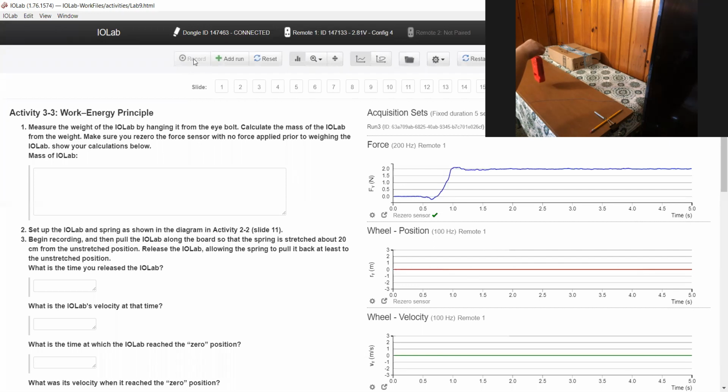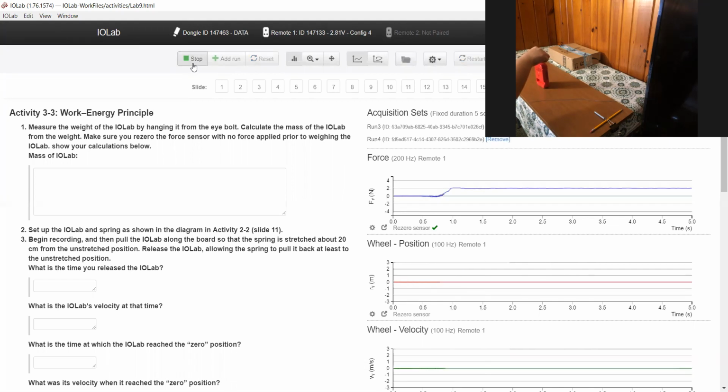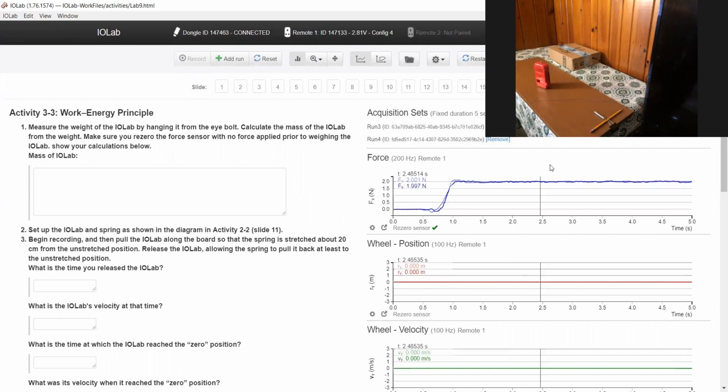Okay, I think we made a mistake. Oh, okay, we did not. That's fine. So you can get your mass from here. Record it. It should be zero in the beginning. Then we lift it. This will give us an idea of the constant weight. That is the weight, in Newton, and the conversion you already know.